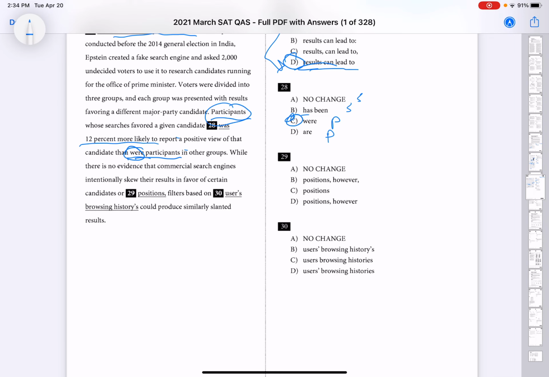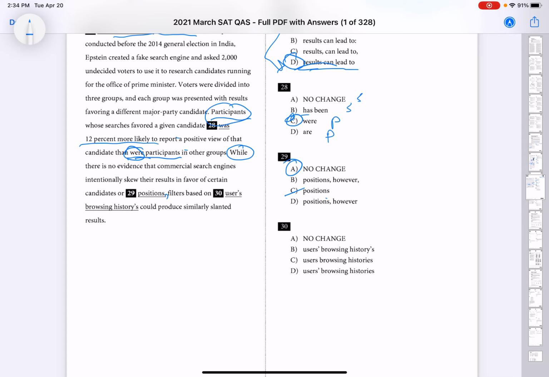Okay, so it says, "while there is no evidence that commercial search engines intentionally skew the results in favor of certain candidates or positions." So we have a "while" here, which means this should just end with a comma, and make it simple. So that means 29 should be the answer choice A. And again, you get rid of anything else that has commas. And you also still have to include a comma, so it can't be C.